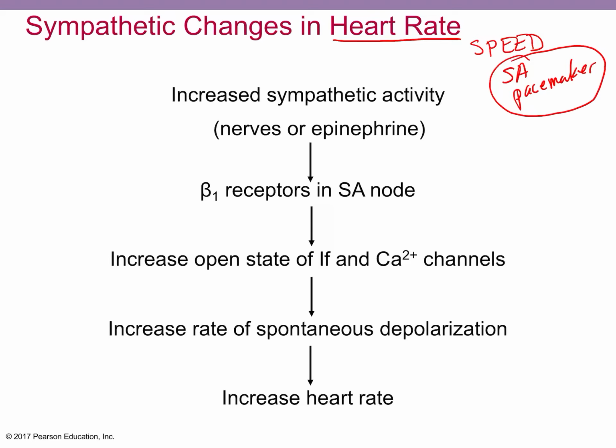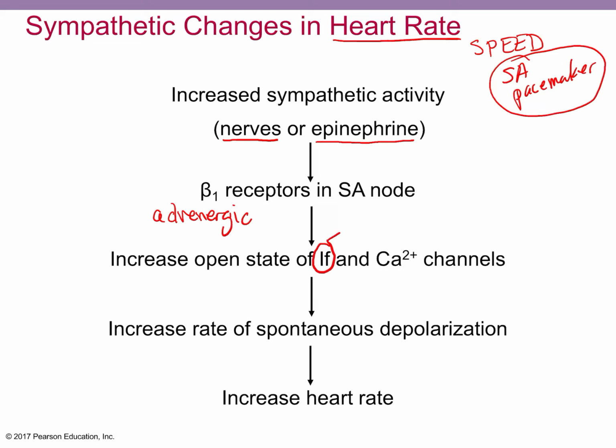So what we're looking at is changes in the SA node, in the pacemaker, right? So how does that happen? Well, this is the flow chart. So we are going to either have nerves directly synapse with our SA node, and the neurotransmitter that's secreted is epinephrine, or you can have epinephrine in the body as a hormone, right? Because that's produced by your adrenal glands. They are going to interact with beta 1 adrenergic receptors, right? Adrenergic receptors in the SA node.